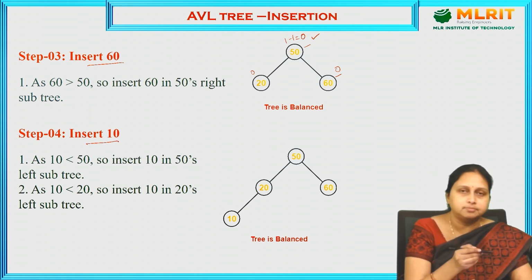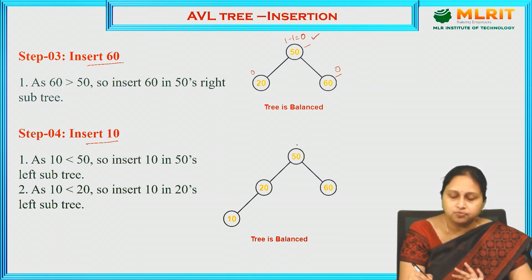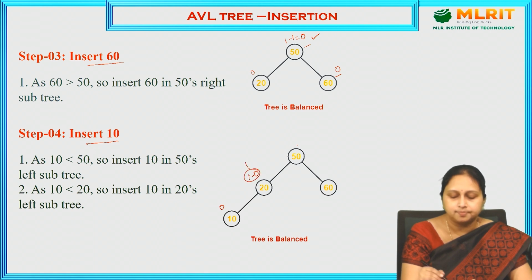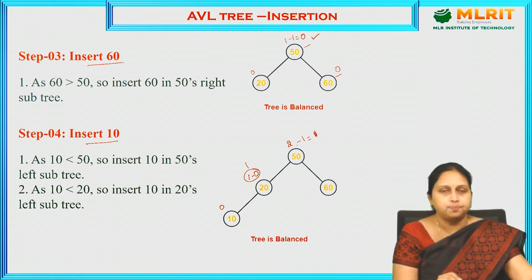Now insert 10. Observe, the value 10 we need to insert. Check with 50. 10 is lesser than 50, so go to the left subtree. 10 is lesser than 20, so we are going to insert it on the left of 20. Right. After inserting, now check for the balance factor. For 10, it is 0. For 20, 1 minus 0 is nothing but 1. For 50, this is 2 and this is 1, so 2 minus 1, the balance factor is 1 only. So the tree is balanced. We don't have any problem.